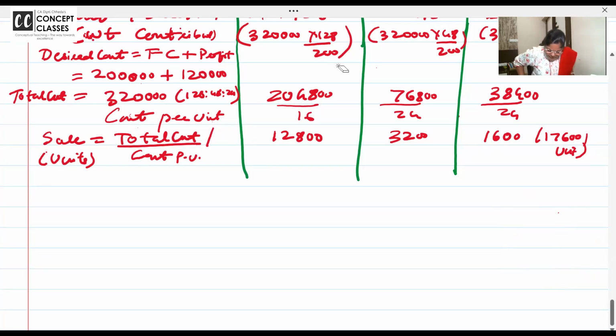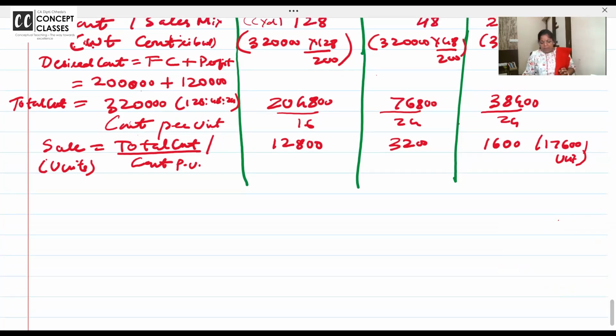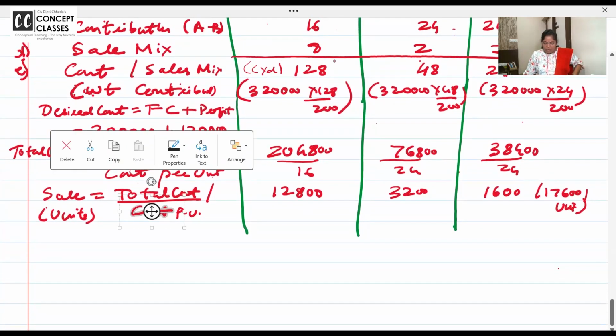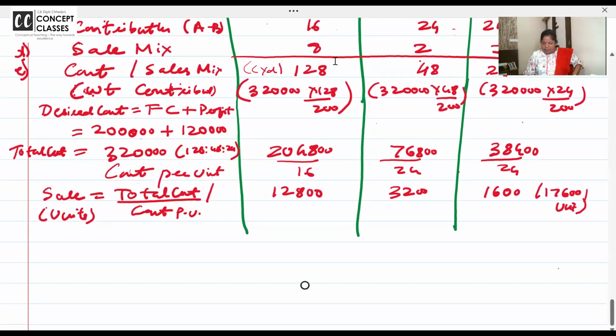Formula वही है. You will remember, you just practice this much, go back and check in marginal costing. Desired profit plus fixed cost is equal to total contribution. Total contribution by contribution per unit gives you the break even. आ जाएगा पक्का. No problem.